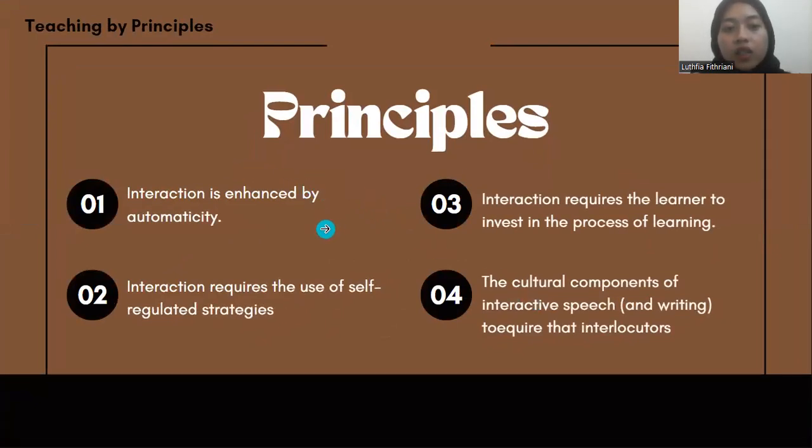First, interaction is enhanced by automaticity. Second, interaction requires the use of self-regulated strategies. The third, interaction requires the students to invest in the learning process. The fourth, the cultural component of interactive speech and writing require that interlocutors.